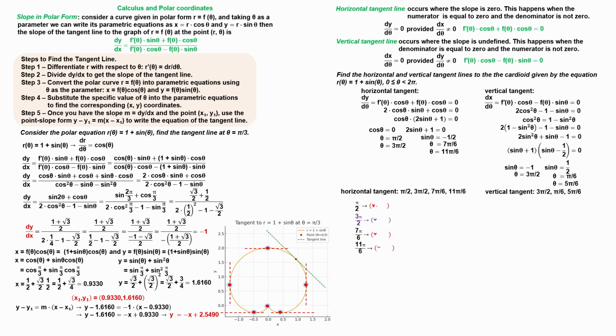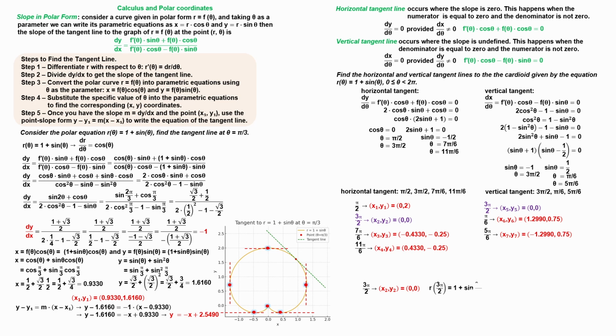Note that both the derivatives dy/dθ and dx/dθ are 0 when theta is equal to 3 pi over 2. Using this information alone, you don't know whether the graph has a horizontal or vertical tangent line at the pole. We know that at this point, the curve passes through the origin. This is a specific case of a general theorem about tangents of polar curves.